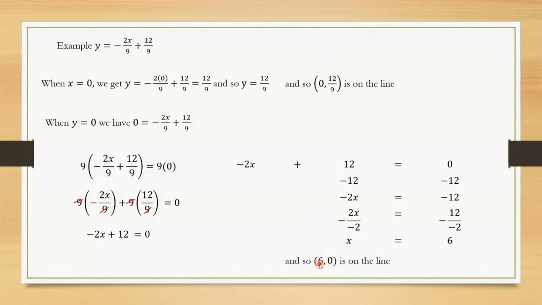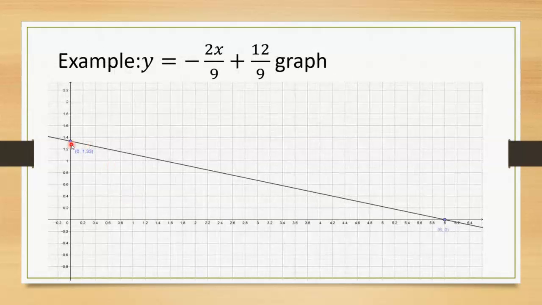So we have this point and we have this point. Both of them are on the line, so you could plot them and then connect them by a straight line. That's what I did, so that's what we have here.